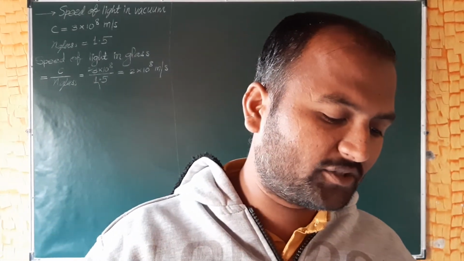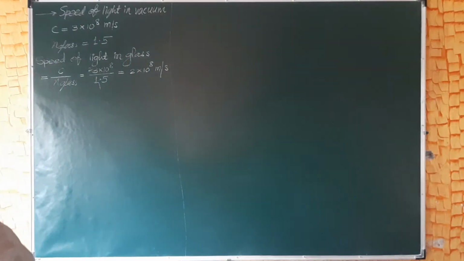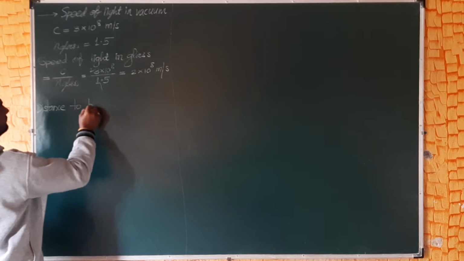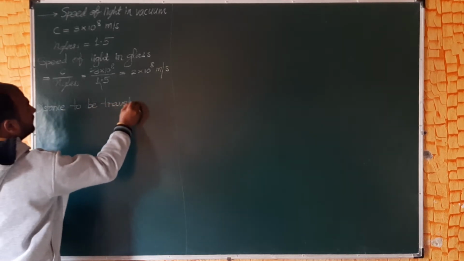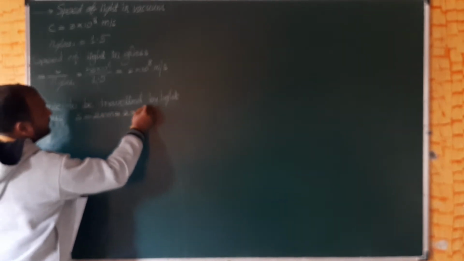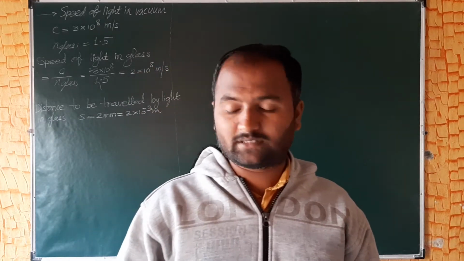So next, the distance to be traveled by light in glass is 2 mm. S is equal to 2 mm, so 2 into 10 raised to minus 3 meter. Into what did we have to convert millimeter? Here, into meter.